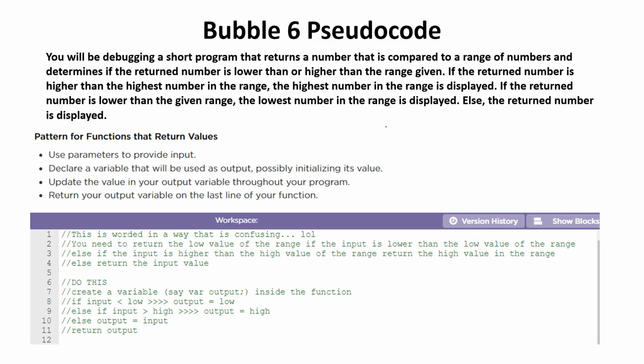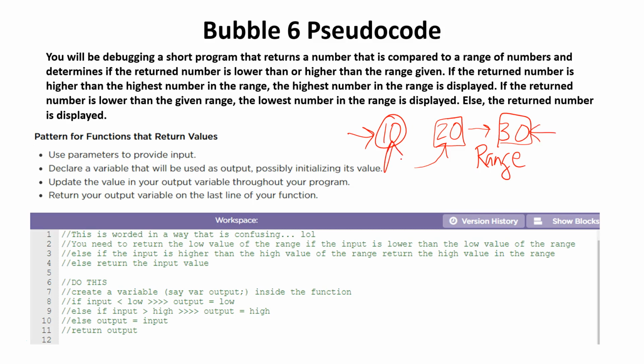So you might get a number, 10, and then they'll give you a range of a low number, which we'll say is 20, and then a high number, which we'll say is 30. So this is the range of numbers that they're giving you. And basically what you're supposed to code is you're looking at this number right here. If this number is less than this number right here, then you display this number. If this number is greater than this number, then you display this number. If it's neither of those things, you display this number.